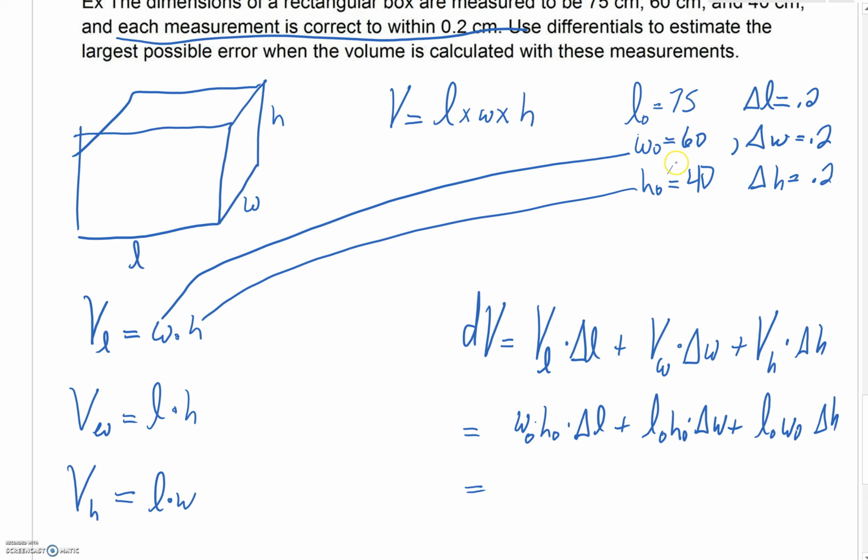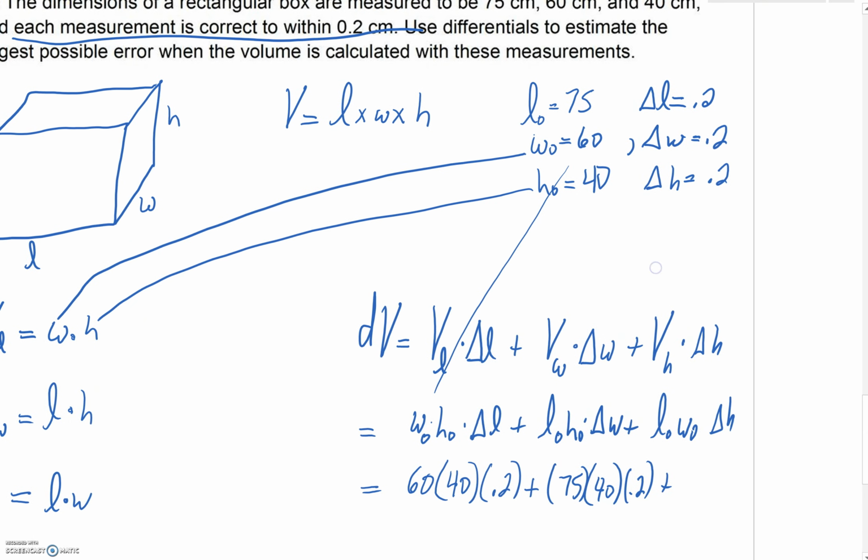Your beginning W would be 60. Beginning H would be 40. This would be 0.2. L naught would be 75. H naught would be 40, and again a 0.2. Finally, as we conclude, this would be 75, 60, and a 0.2.